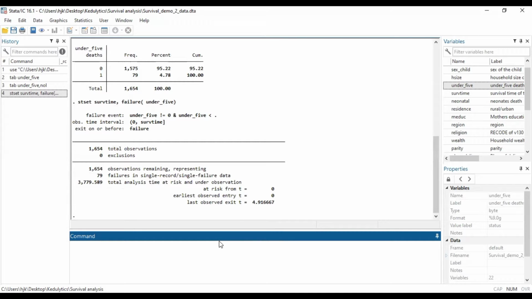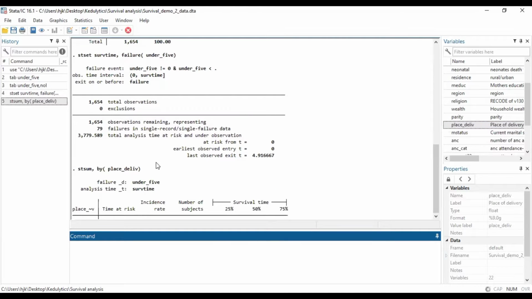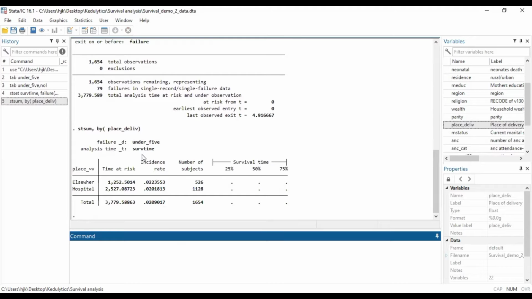Now we are going to look at sts summary, and we are going to divide it by the place of delivery to see if there's a statistically significant difference between these two places of birth. By the result, we can see that when you are born in a hospital, your incidence rate of death is lower compared to that of elsewhere. So it tells you that the survival rate at the hospital is higher than elsewhere. And that is the same thing we can demonstrate using the graph.